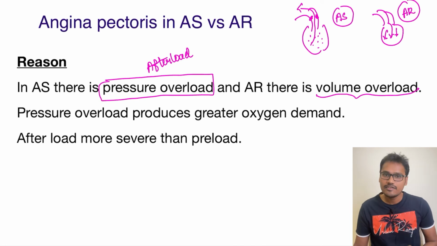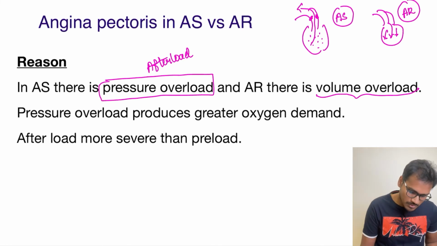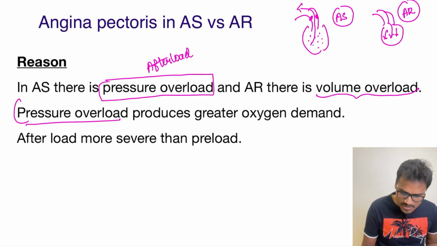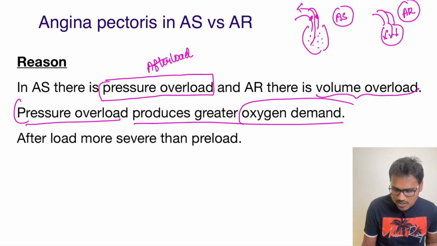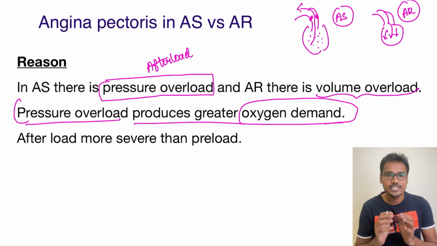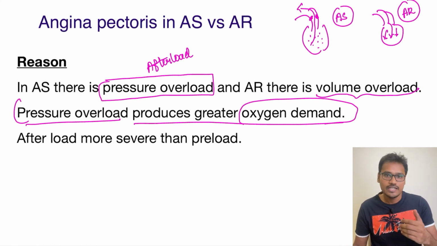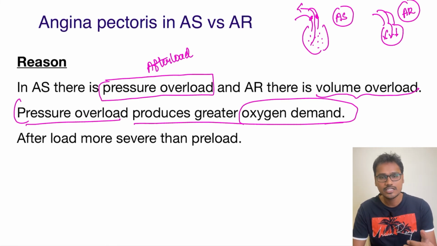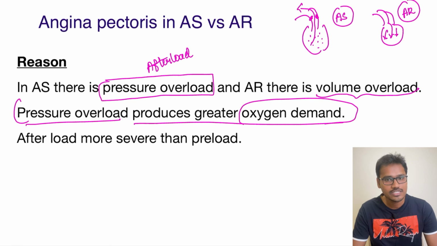And scientists have observed that whenever the afterload increases, the demand for oxygen also increases. So the pressure overload produces a greater oxygen demand. So whenever the oxygen demand increases in an aortic stenotic person, the chances of angina pectoris will also increase. So this pressure load condition is the reason behind angina pectoris developing more commonly in aortic stenosis. I hope it's clear.